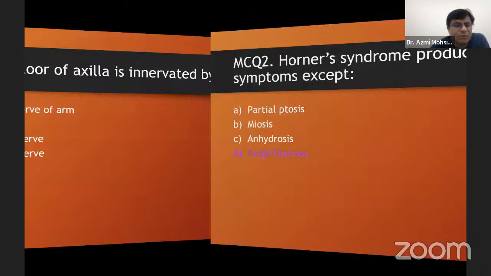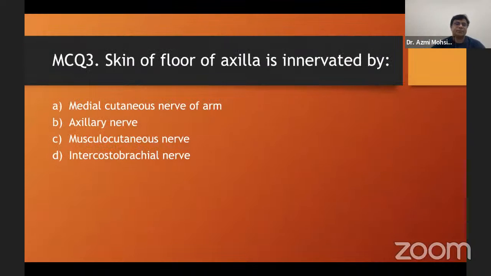Okay. Question number 3. Skin of the floor of the axilla is innervated by: A, medial cutaneous nerve of the arm; B, axillary nerve; C, musculocutaneous nerve; D, intercostobrachial nerve. Try attempting it.